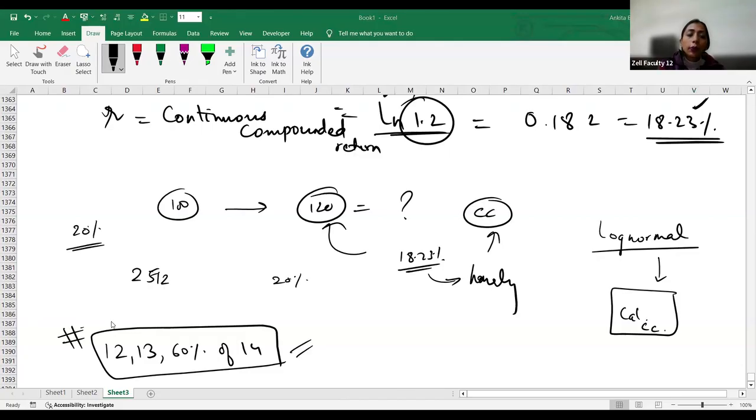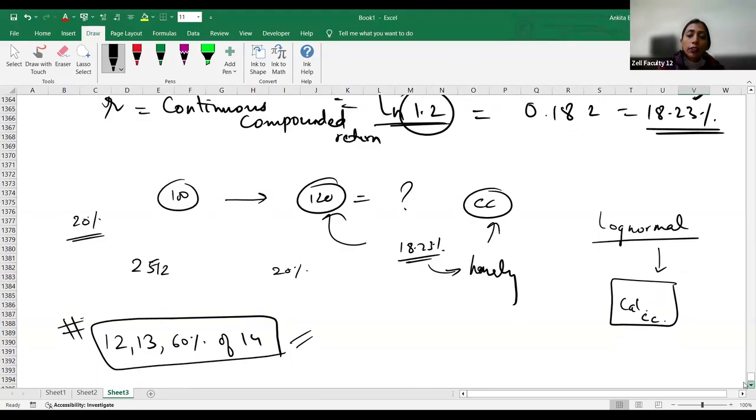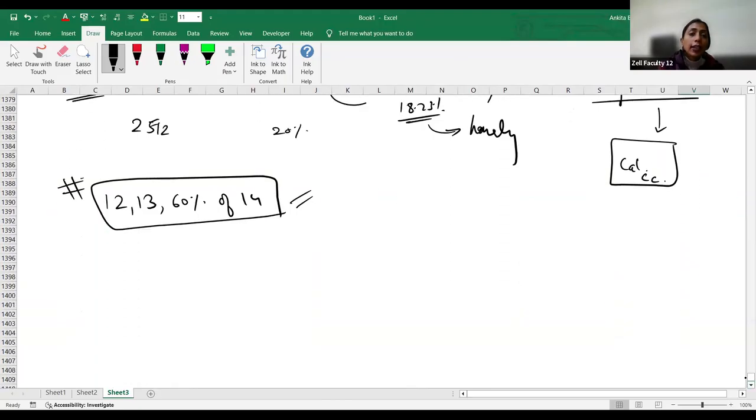So I'm saying that the 12th and 13th are the two chapters which have been done completely, and the 14th reading, we have done 60% of it. So by the next class, when we meet, just practice these chapters.